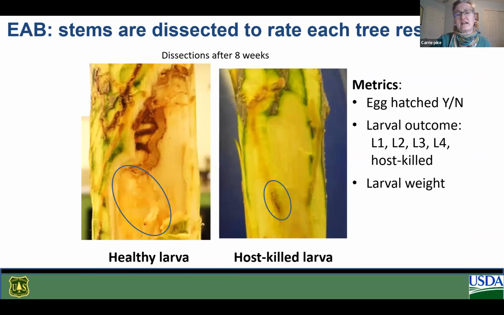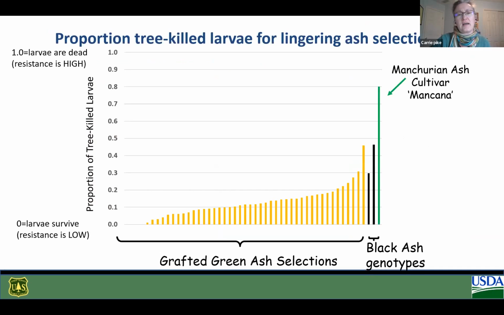After 8 weeks, they dissect them. They look at the larvae. Their metrics are whether the egg hatched, what is the larval outcome: first instar, second, third, or fourth. They look at the larval weight. I realize that by dissecting them, they're essentially killing the tree, but they're green ash, so they sprout right back, so you can conserve the genotype.